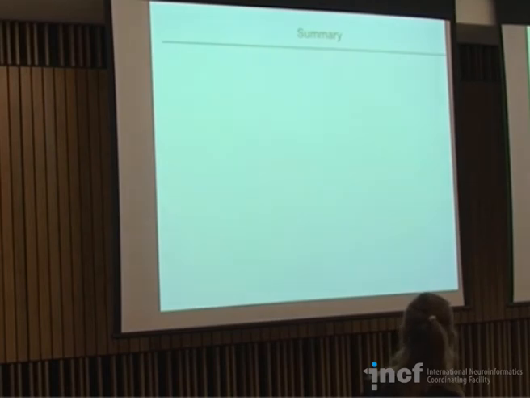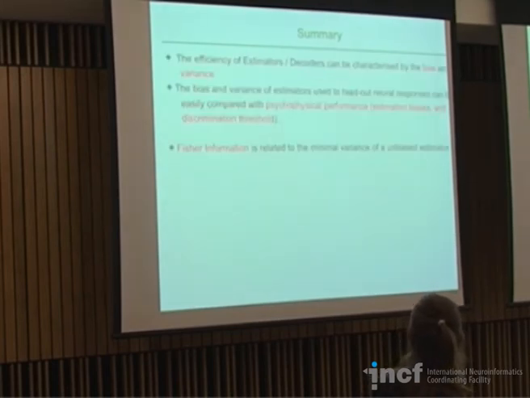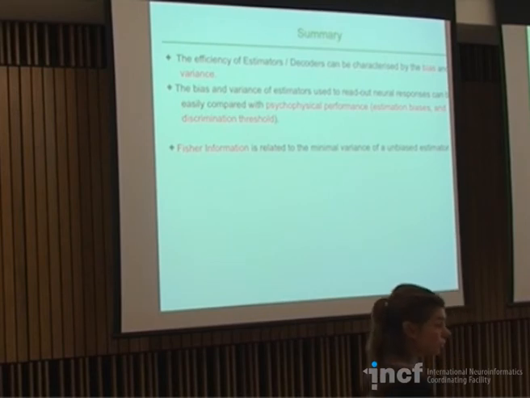So that's it for this first part. So that was about encoding and decoding and a bit of estimation theory, where this idea that we can characterize this cascade of encoding and decoding in terms of bias and variance, and this can be used to try to relate the shape of the tuning curve and the variability to psychophysical performance in terms of bias and discrimination threshold. I introduced Fisher information, which people use a lot to try to bridge this gap between neural activity and performance, or try to measure the precision of the code in a population of neurons.